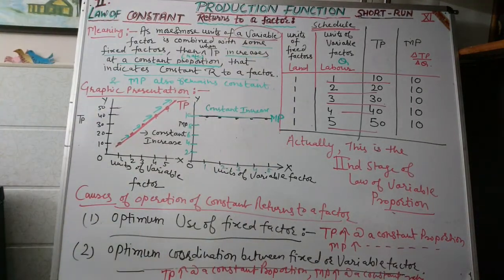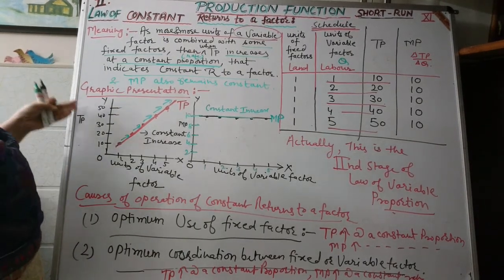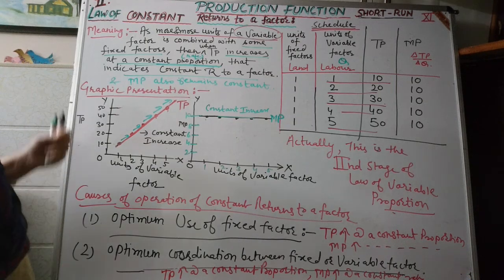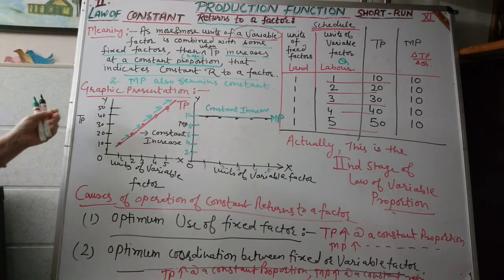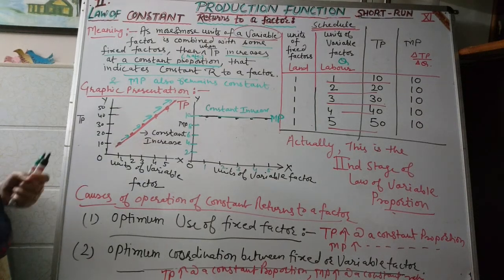So in this way we can clear the law of constant returns to a factor, which was the second important law of production function. So that's all regarding this topic. In my next video we will clear the law of diminishing returns to a factor, which is the third law of production function.